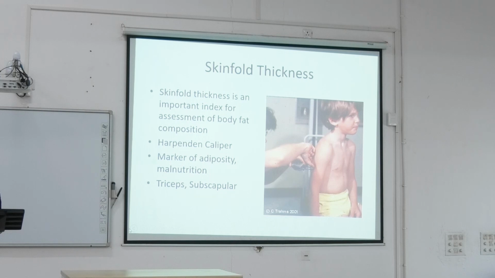And skin fold thickness. Skin fold thickness is used again as a measure of adiposity, and we can also measure undernutrition out of this. Okay. So the most common we use is the Harpenden caliper. We take a vertical skin fold and measure it with the caliper. We can check for obesity, also for malnutrition through it, and we can even predict hypertension from this skin fold thickness. So the most common is the triceps one.